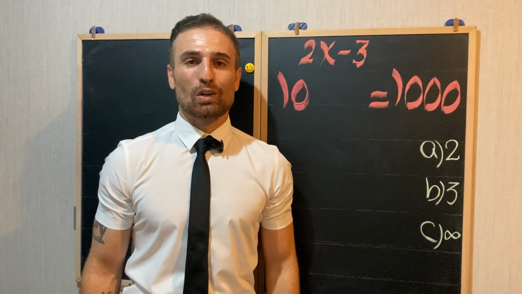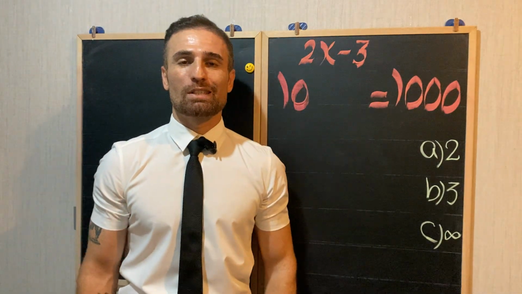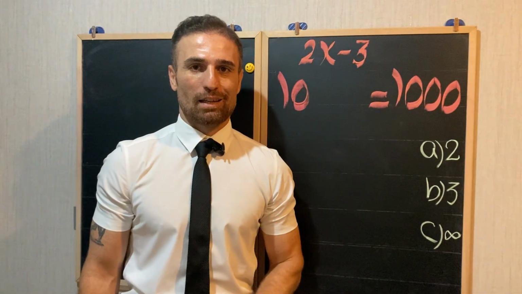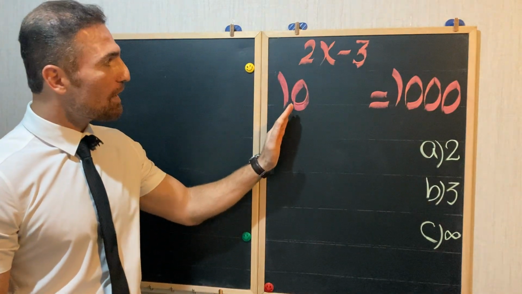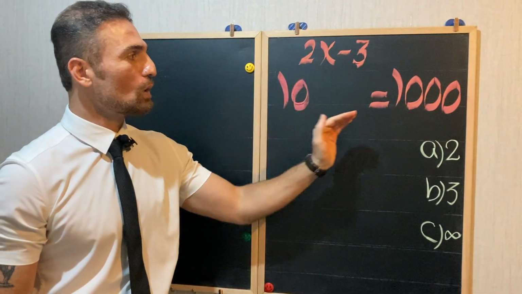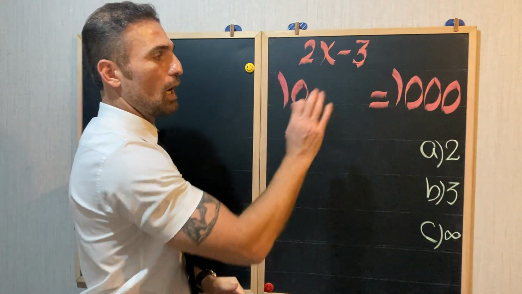In this lesson, we are going to solve this nice SAT question in few seconds. But what should we do? Okay, the question says 10 to the power of 2x minus 3 equals 1000. Let's start with the right side.